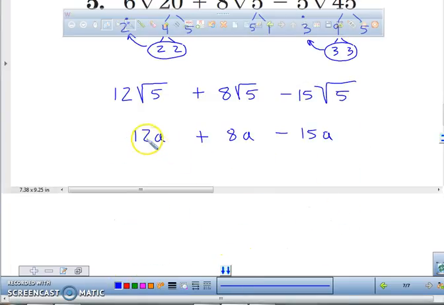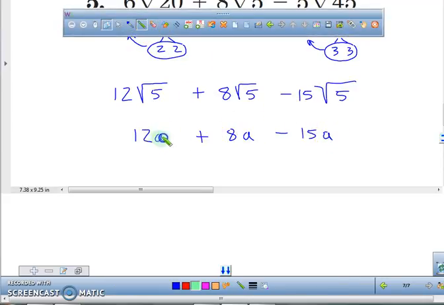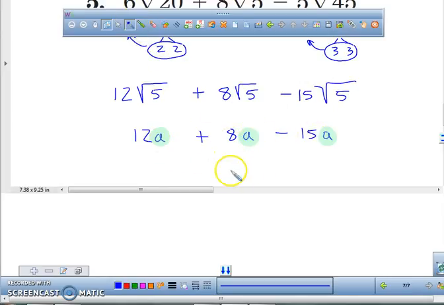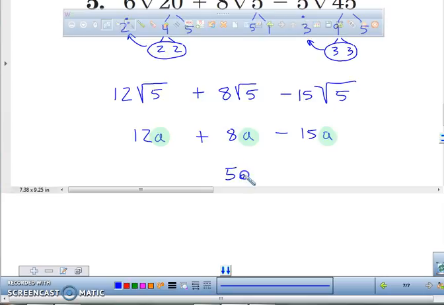Now what if the problem was 12a plus 8a minus 15a? You just add like terms, right? Because all the a's are alike. So what's 12 plus 8 minus 15? 12 plus 8 is 20. Minus 15 is what? 5a. So your answer would be 5a.